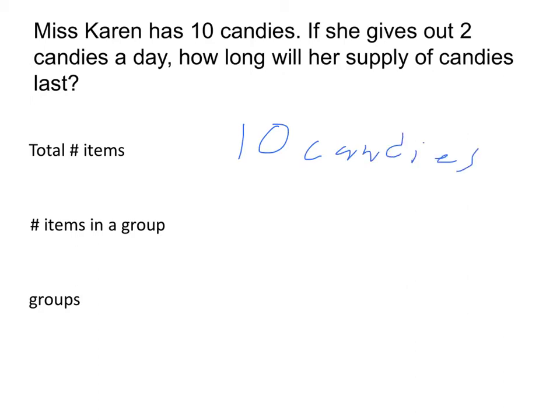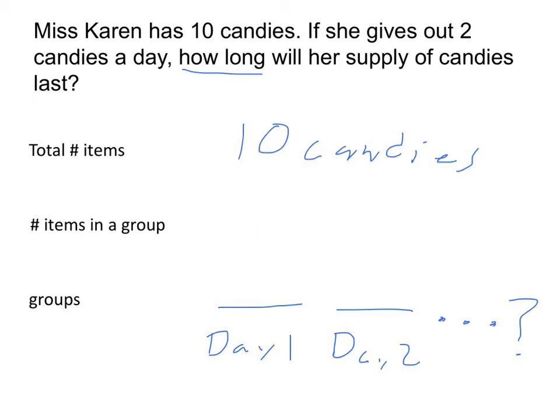Okay. Now at the bottom, we have our groups. So we can think of each of these days as like a group. And so I'm going to draw a couple of blanks here. Day 1, day 2. Now I don't know how many days there are going to be because the question is how long or how many days. So I'm going to draw a question mark to indicate that I don't know how many groups I have.